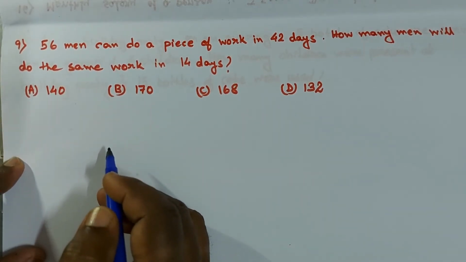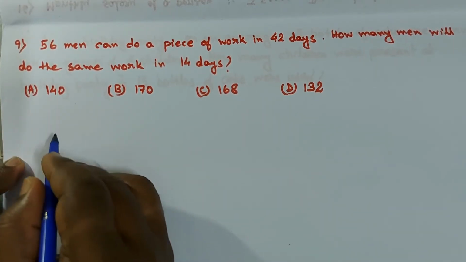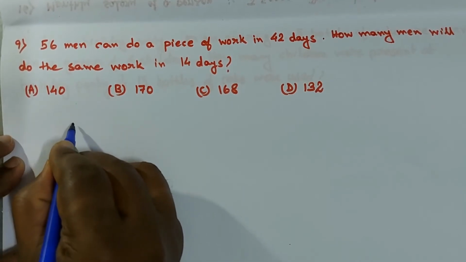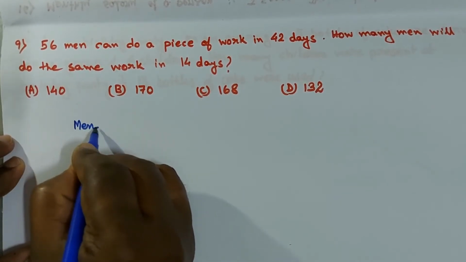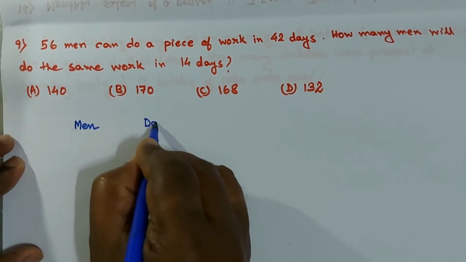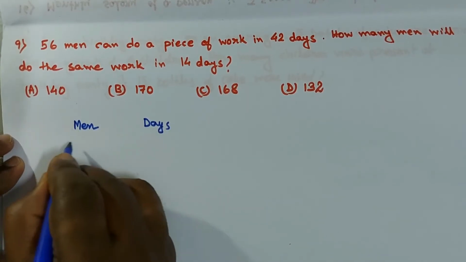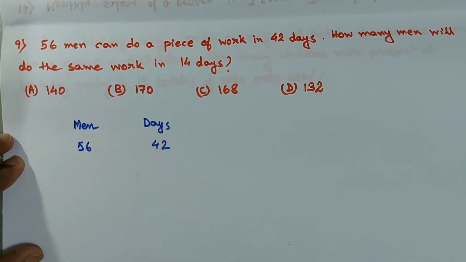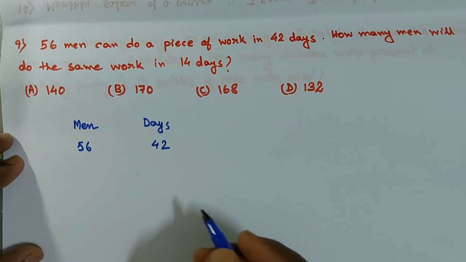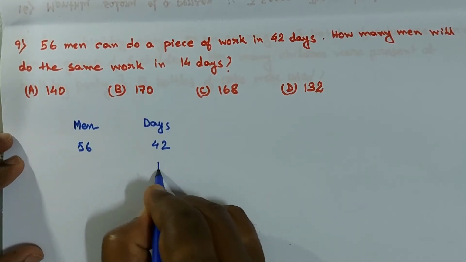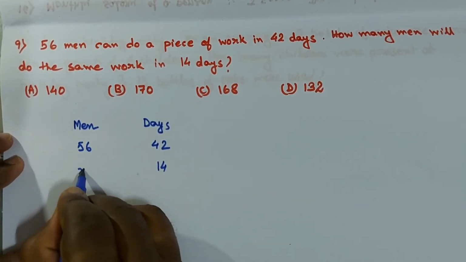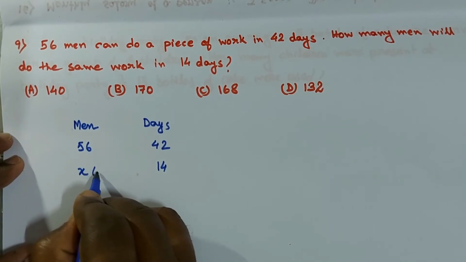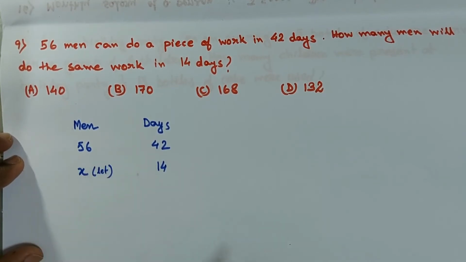Okay, so we will write in this way: men, days. 56 men can do the work in 42 days. How many men will be required to do the same work in 14 days? So 14 days, and let it be x. Okay, we don't know this value.